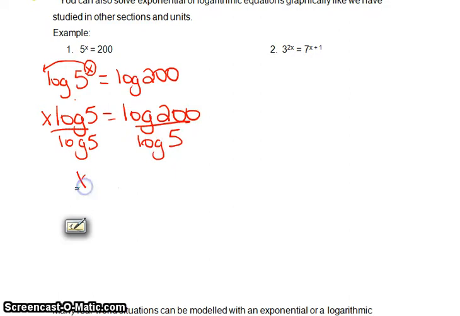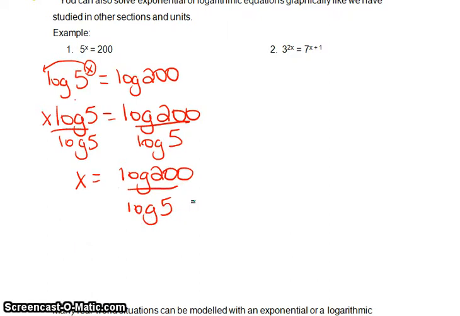Alright, so then what we'll have is x is equal to the log of 200, divide that by the log of 5. And from here, we can't actually really do much of anything else. So what you guys can do though is, using your calculators, you're going to put the log of 200, divide that by the log of 5, put this into your calculator, and you should get a value.